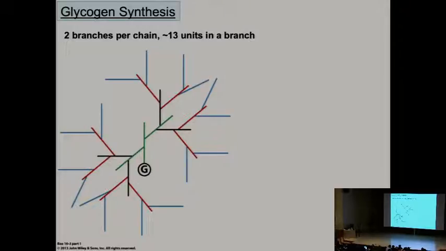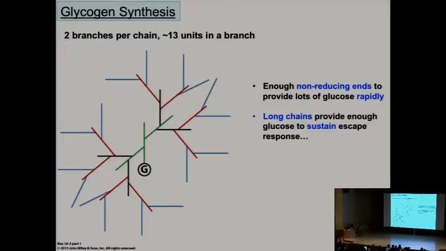In all, there's about 120,000 individual glucose units in a single glycogen molecule, which is a lot. That's a huge capacity for energy storage. And also, like we mentioned earlier, there's tons of non-reducing ends. So this branched architecture with all of the non-reducing ends means glycogen can be broken down rapidly to produce glucose, and then the length and number of the chains means that there's a lot of energy there, so we can sustain response.